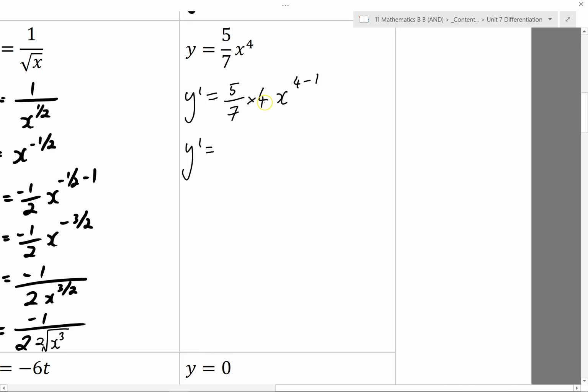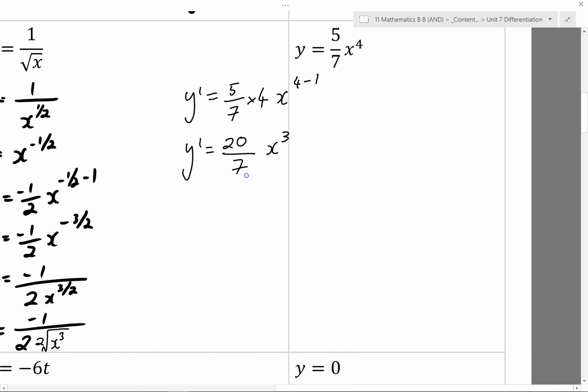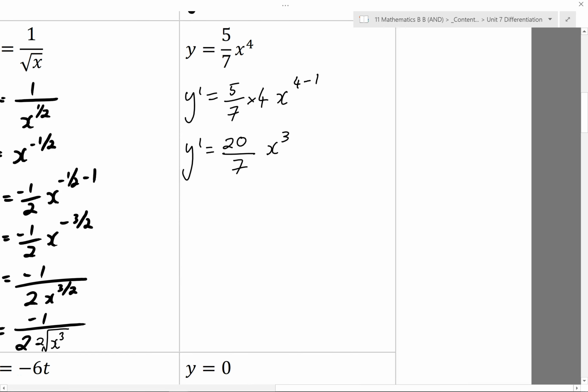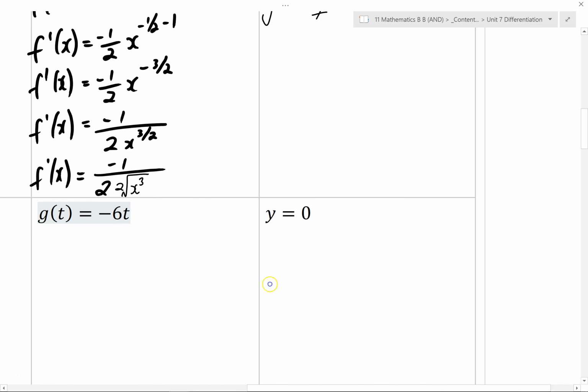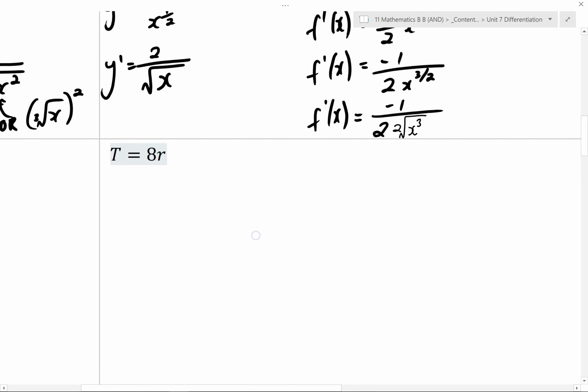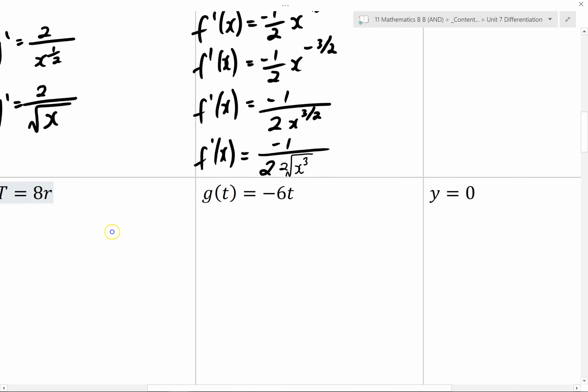So my derivative, 5 on 7 times 4. Remember, this 4 is like 4 on 1, if you want to think of it like that. So I'm only multiplying the top line by 4. 20 on 7, x to the power 3. Even though there's fractions, don't be scared, just apply the same rule as usual. Really giving you heaps of examples here.